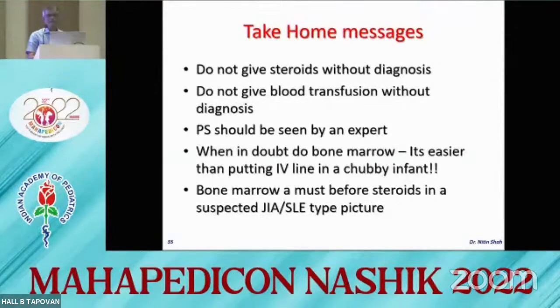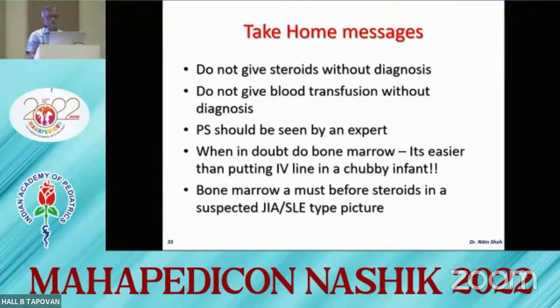So the take-home messages are: do not give steroids without diagnosis in a PUO. Do not give blood transfusion without diagnosis in an anemic child. The PS should be seen by an expert as far as possible. You may tell your pathologist friend, in a situation where there is something missing like PUO or some unknown anemia, you take 1,000 rupees to see one smear, I don't mind, but you see the smear yourself. If he knows what a blast looks like, he will be able to pick it up.